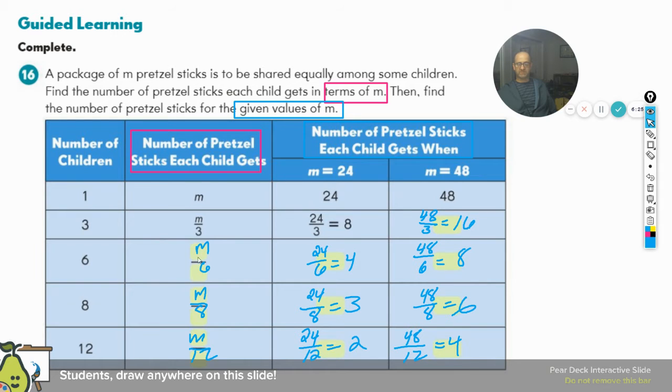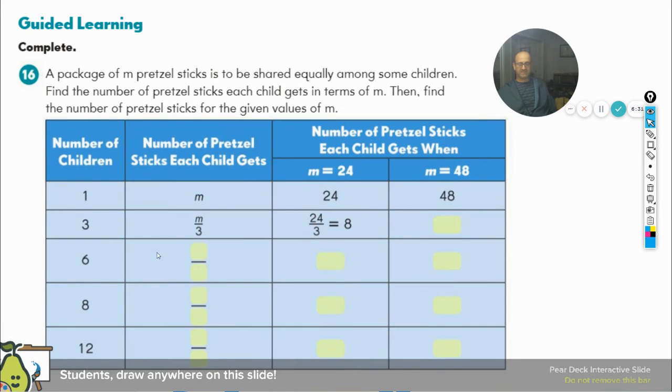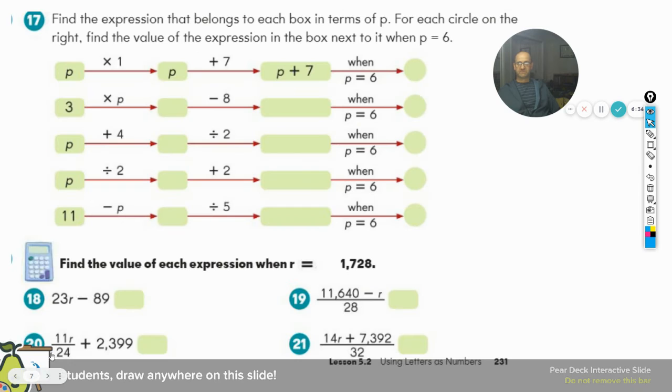All right, friends, does the rest of your chart look like this? Excellent. I knew you could do it. Let's carry on. Sorry, this looks like a mess, but it's not so bad. It says, find the expression that belongs to each box in terms of p. For each circle on the right, find the value of the expression in the box next to it when p equals 6.